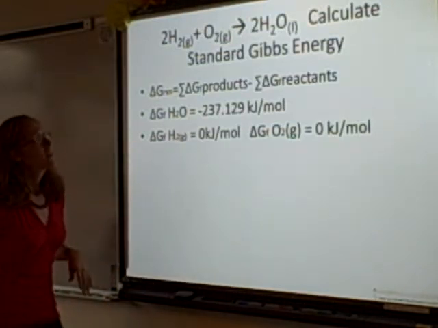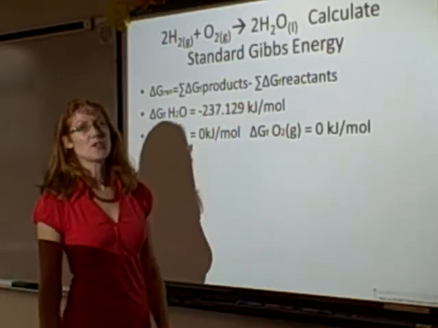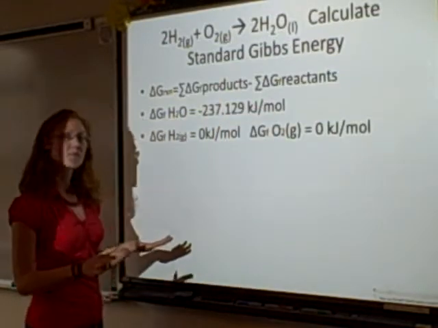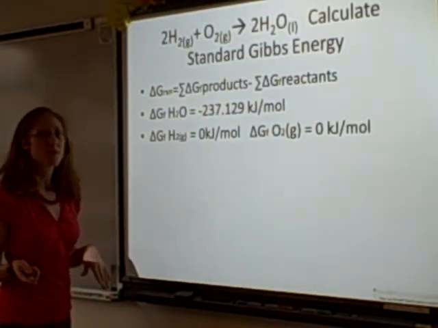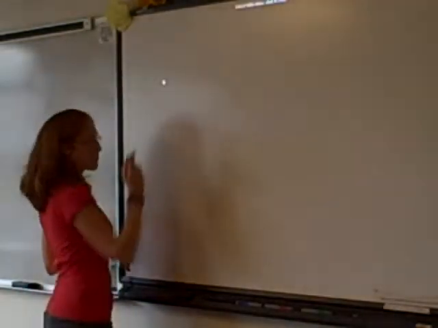Same problem, we can use the Gibbs of formation of the products minus the Gibbs of formation of the reactants, and we'll get the difference between the two to get the Gibbs of the reaction. And these are all under standard conditions.